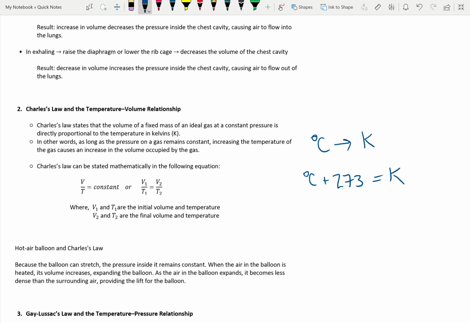If you've seen hot air balloons, they have constant fire burning because we're heating it, right? We're increasing the volume.